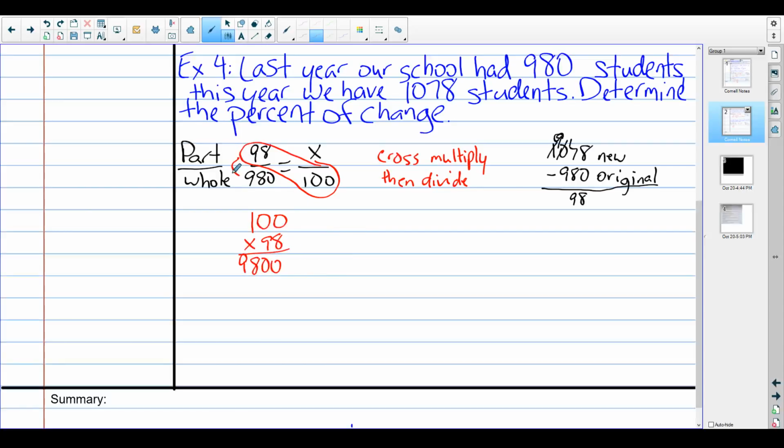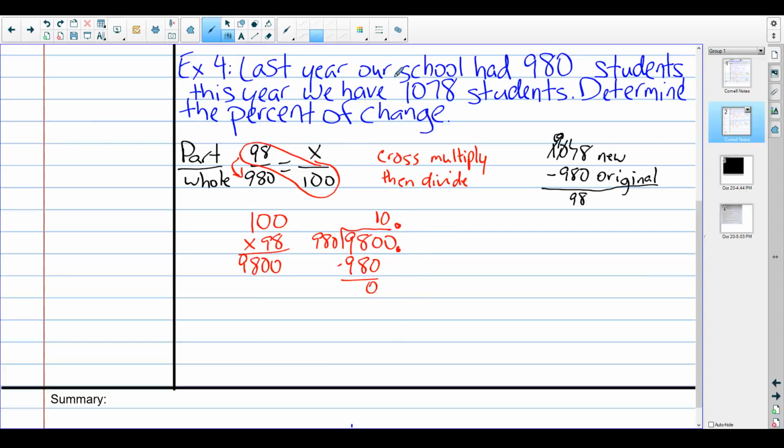Okay, divided by 980. Which only sounds terrible. In reality, it's going to be really easy. Because 980 goes into 980 one time. And then 980 minus 980 is exactly 0. So we have nothing left to divide. So since our decimal is right here, we need one more 0 there.